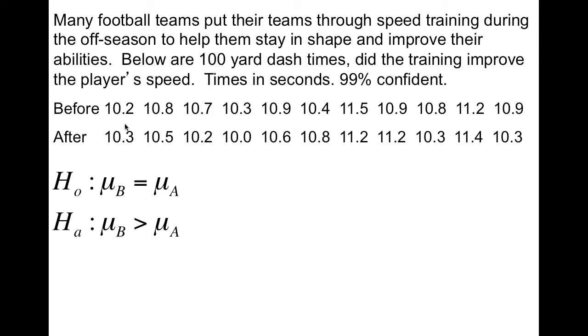Okay, finding the test statistic, we're going to subtract each one, and again, all we care about is positive and negatives. So 10.2 minus 10.3, that would be a negative. 10.8 and 10.5, that would be a positive. Just doing the subtraction, going down each pair. I'll go through and check real quick my work. Negative, positive, positive, positive, positive, negative, positive, negative, positive, negative, and positive.